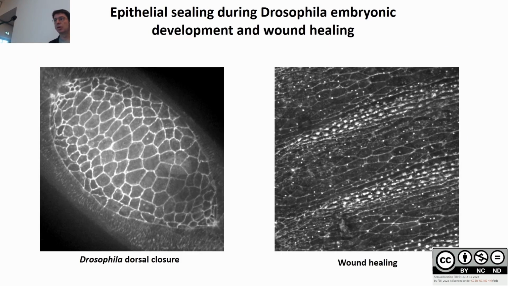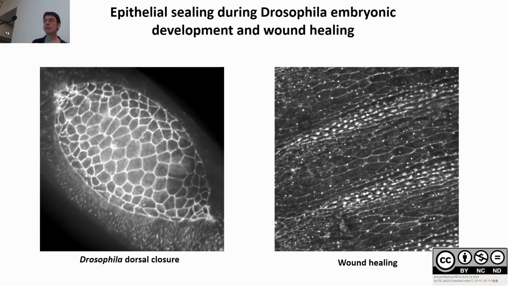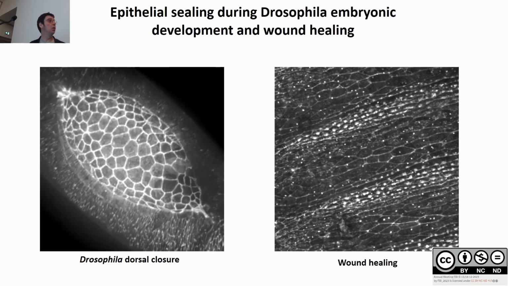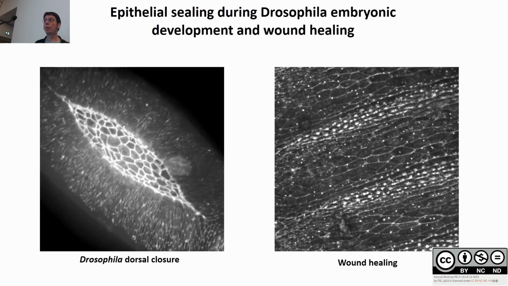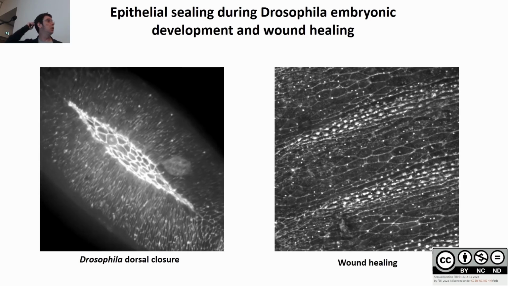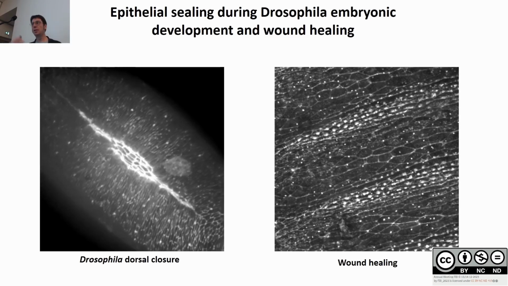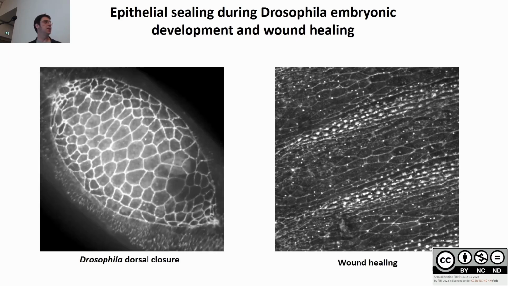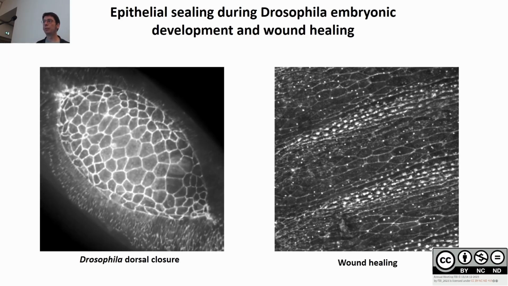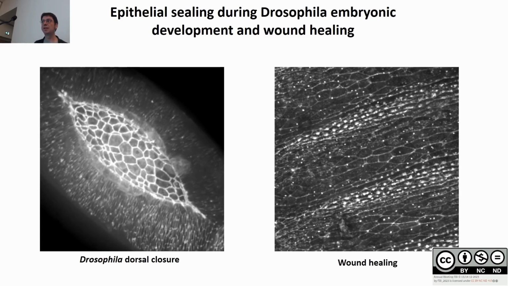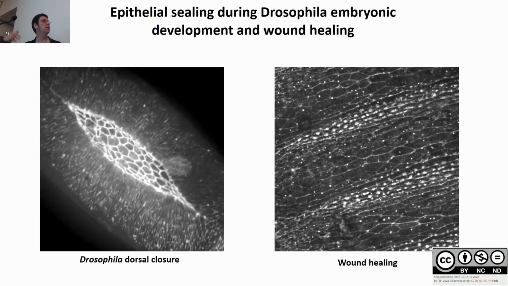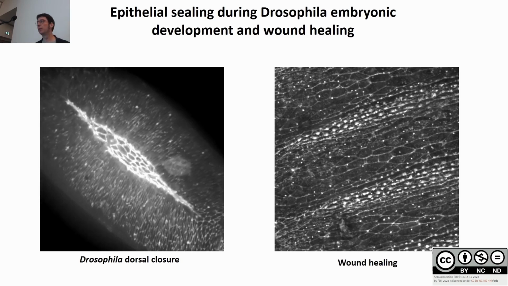For that, we use two model systems. The first one is during Drosophila development. We use Drosophila as a model. We have a process that resembles neural tube closure in terms of gene regulation and in terms of mechanics. That is called dorsal closure. And we are interested in understanding how this is regulated, how the forces are generated and regulated, and how this works.